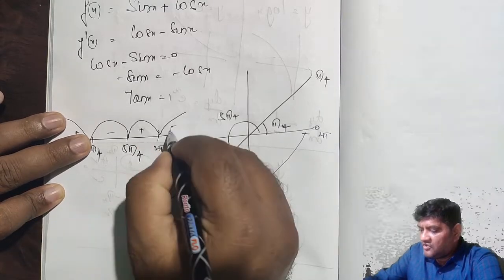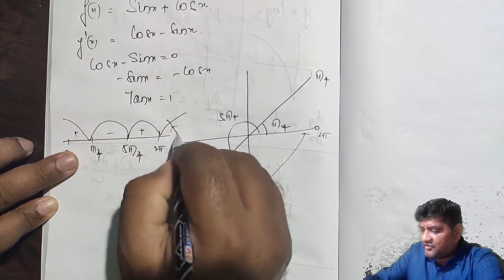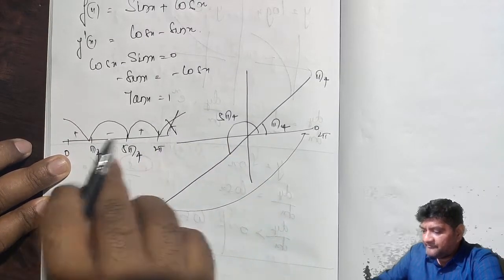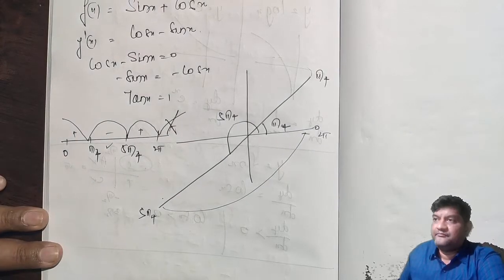Decreasing, I would not do this. 2 pi and above, I will not do this. I'll only stick with this much. Okay, so this is decreasing from here to here. That's all, over.